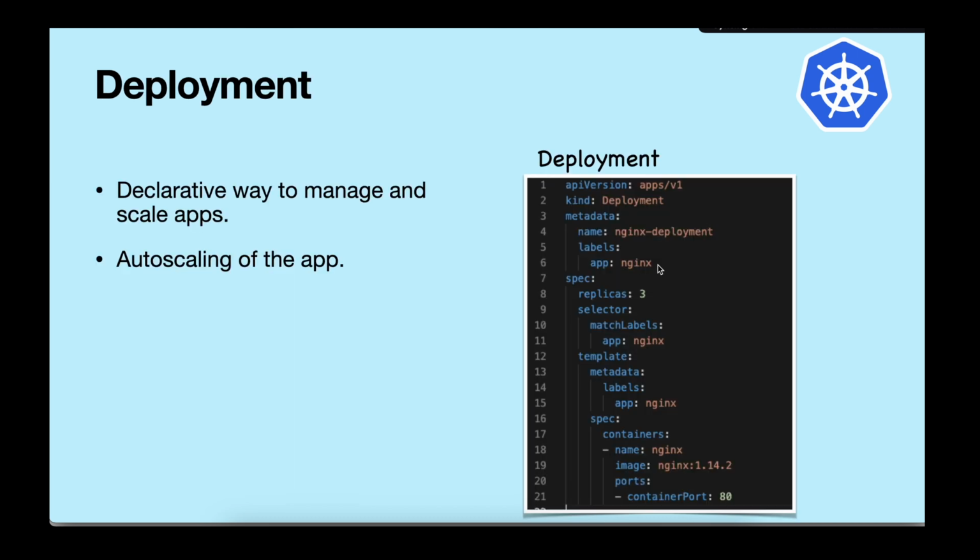The next is deployment. Deployment is the declarative way to manage and scale your application. A deployment resource allows you to specify the desired state of your application, including the number of replicas, container images, and other configuration parameters. Kubernetes ensures that the desired state is maintained.